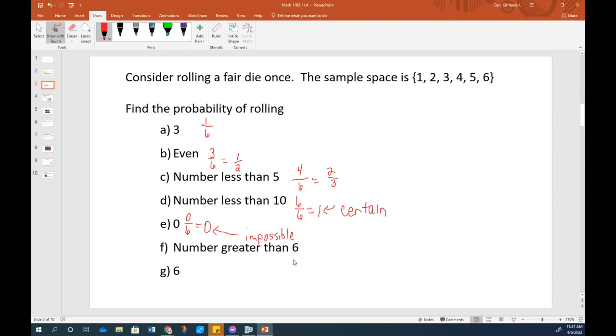What's the probability of getting a number greater than 6? Well, there aren't any numbers on there greater than 6, so now I can just say, well, that's impossible. So that probability is 0. And then the probability of rolling a 6, there is 1 six on there out of my 6 options, okay?